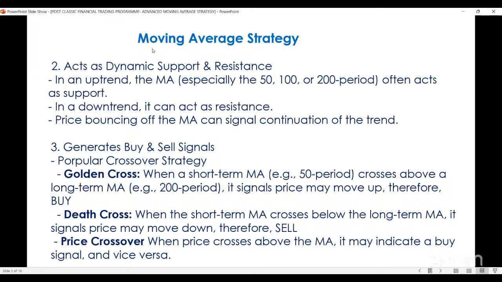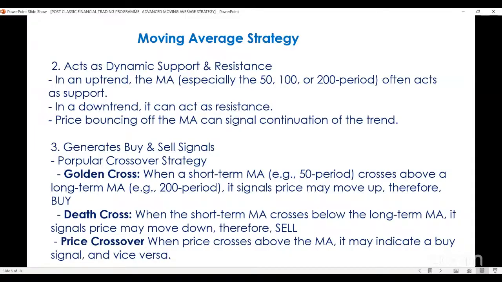Now, moving average can also help you to generate buy and sell signals. A popular crossover strategy, especially on the cross, we first of all have the one we call the golden cross. And of course, we're going to be using the two today as a strategy.